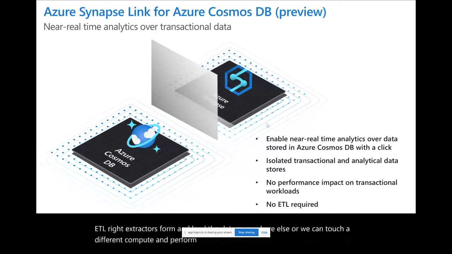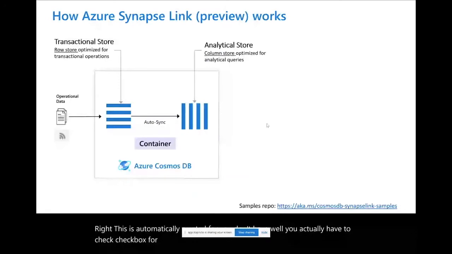We've eliminated that barrier by creating what we call Synapse Link, right? And what Synapse Link does is it creates a secondary copy of your Cosmos DB data, right? Your Cosmos DB has a transactional store, and it creates an analytical store, right? That's column-oriented and compressed and highly optimized for analytics, right? This is automatically created for you. You actually have to check a checkbox for that to be available, and all the data gets automatically replicated, okay?